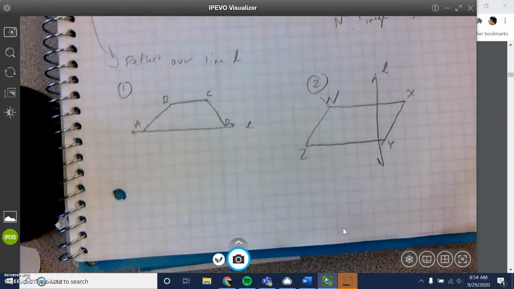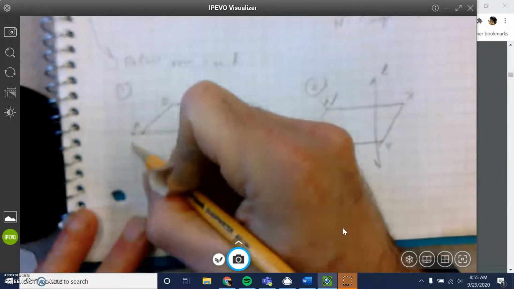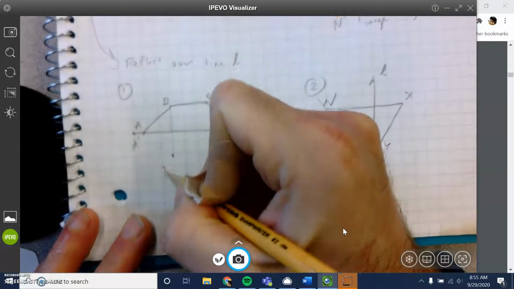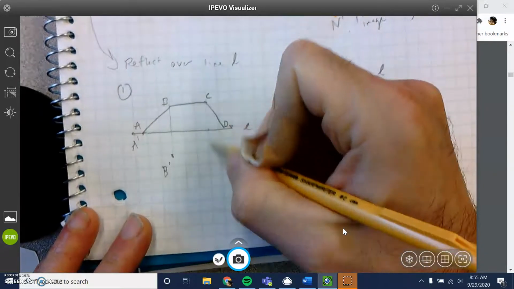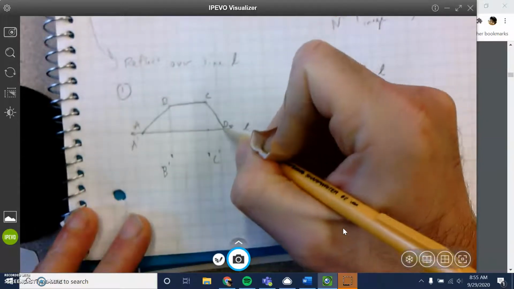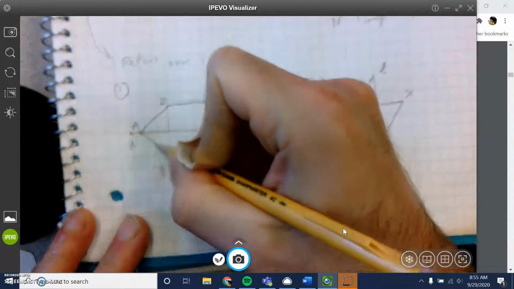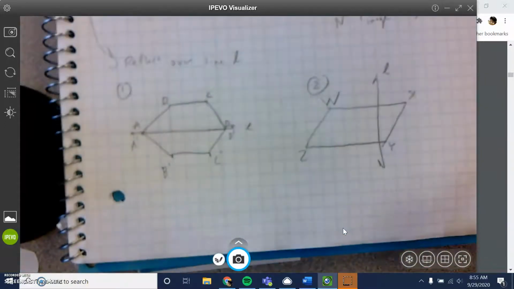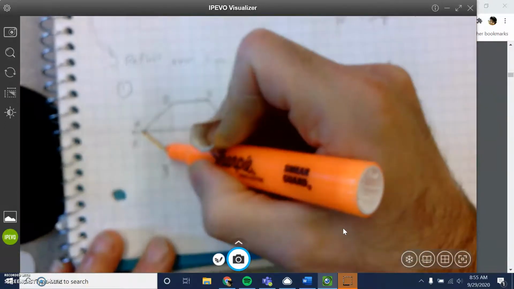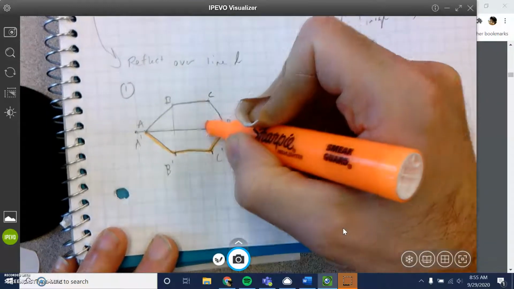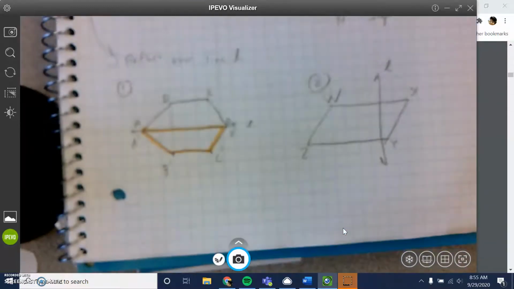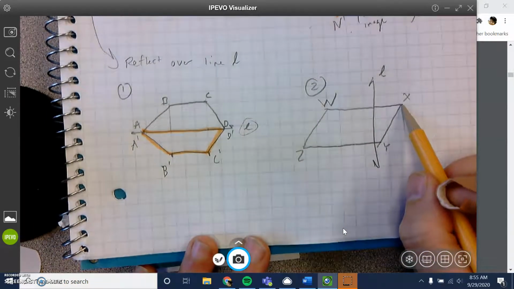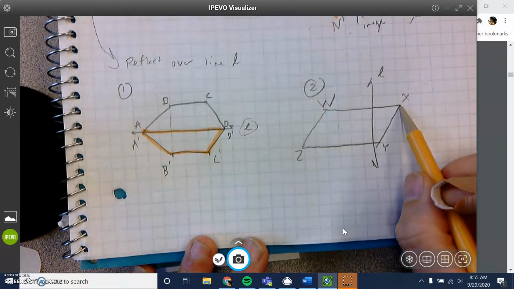All right, let's see how we did. See if you got it. So A prime, B prime, C prime, and D prime. So this is the image. So it's reflected across this line L. Got it. Okay, now let's do this one. Hopefully you got the right answer.